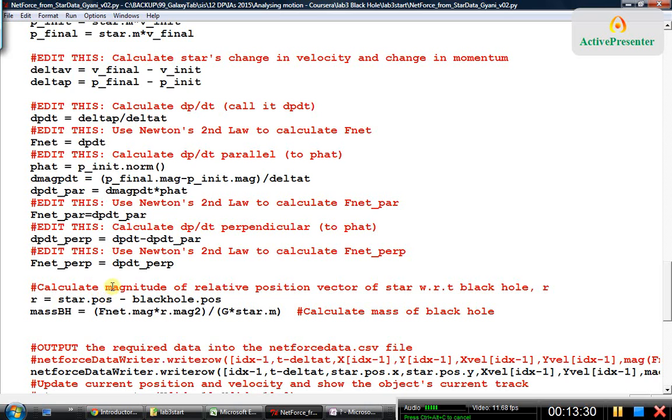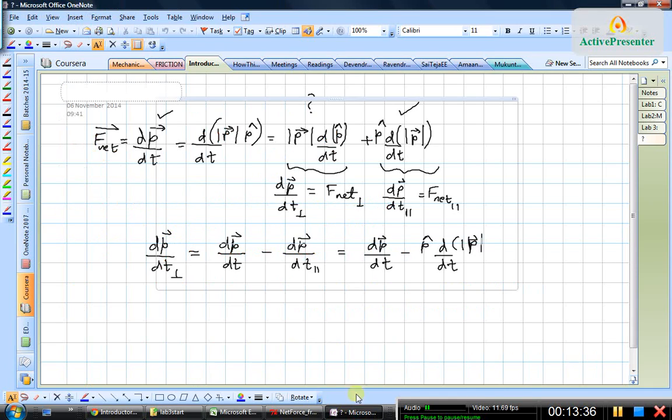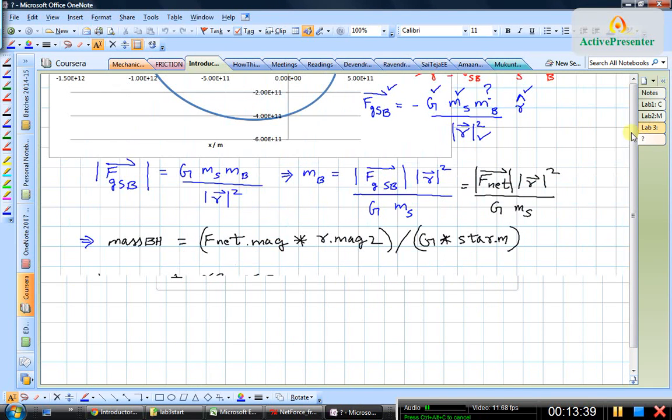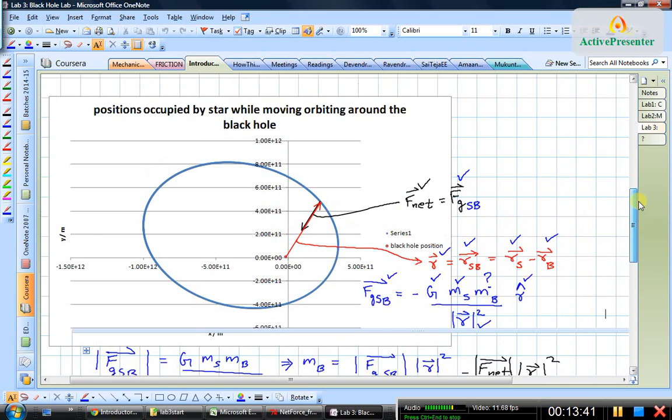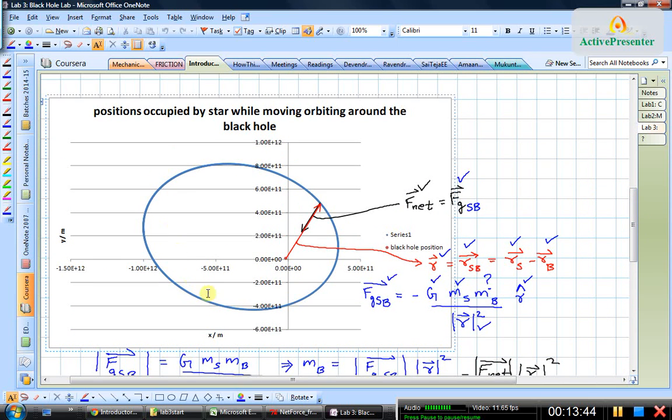And now let's discuss the physics behind finding the mass of the black hole. As you can see in this graph, this is the xy coordinates of the position of the star which is orbiting around the black hole. As you can see, the black hole position shown by this dot is not actually at the origin, it is displaced from the origin. And the gravitational force exerted by the black hole on the star is always along the line joining the black hole and the star, and it is directed towards the black hole as shown by this black arrow, and that is also the net force acting on the star.